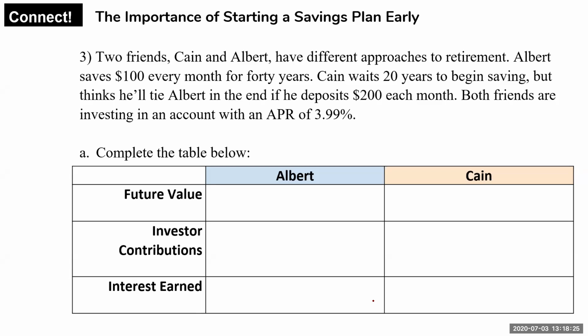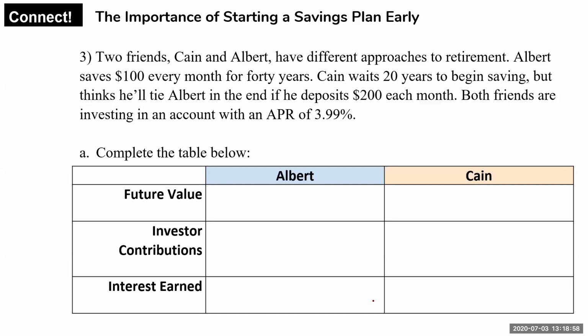Now, let's look at the math. Let's look at the numbers. What do you think before we even get into this? So Albert started 20 years before Cain. I want to get your thoughts on that. Albert starts with 100 every month for 40 years. Now Cain waits 20 years and decides to do twice of what Albert was contributing at the same rate of 3.99. What do you think? Do you think they will have the same amount at the end of the period?